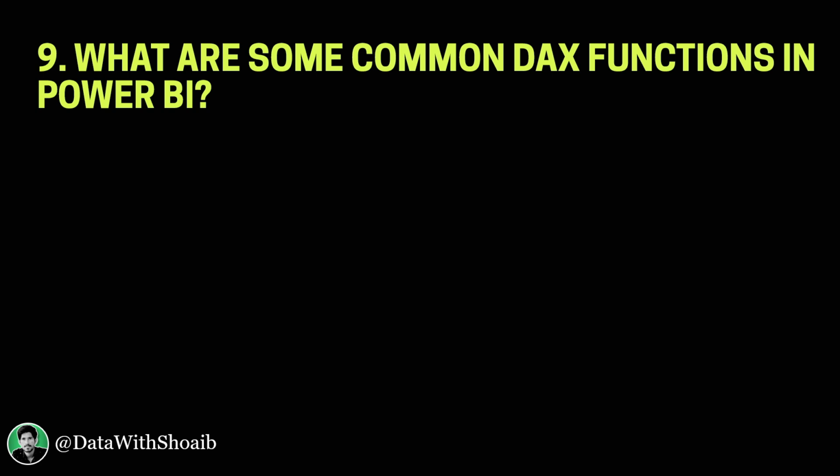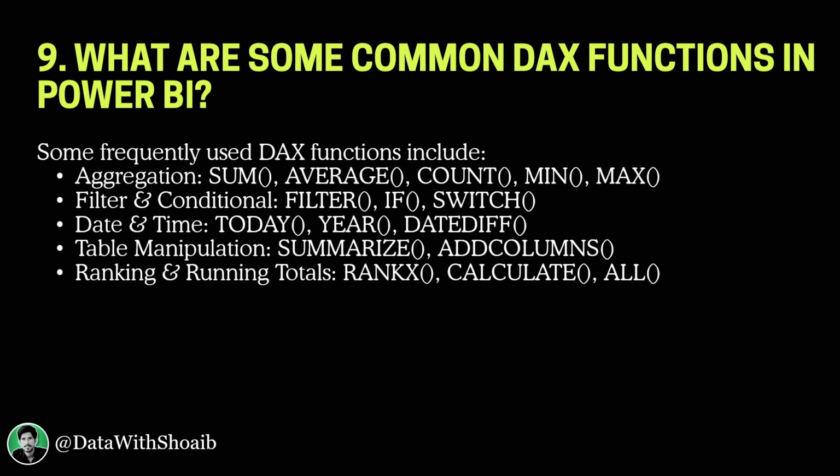What are some common DAX functions in Power BI? Some frequently used DAX functions include aggregation functions like sum, average, count, min, max, and conditional functions like filter function, if, and switch functions, date and time functions like today, year, date diff, table manipulation functions like summarize, add columns, ranking and running totals like rankx, calculate, and all.